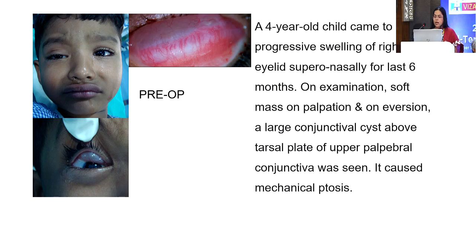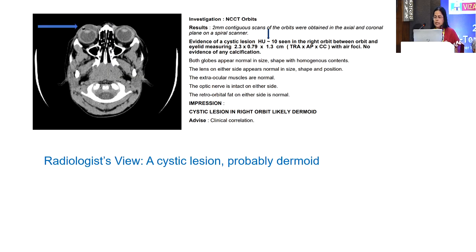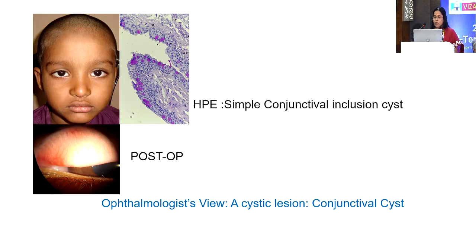Case scenario 3: a 4-year-old child came to us with progressive swelling of the right upper eyelid, superior nasally, for the last 6 months. On examination, we could see that it was a cystic lesion, but we couldn't see the posterior margin. Obviously, before taking it to the OR, we asked for a CT scan. On CT scan, the Hounsfield number for this cystic lesion was around 10. The radiologist said it was probably a dermoid. To us, it looked like a plain conjunctival cyst. We operated on it, and histopathologically it was confirmed to be a simple conjunctival inclusion cyst.